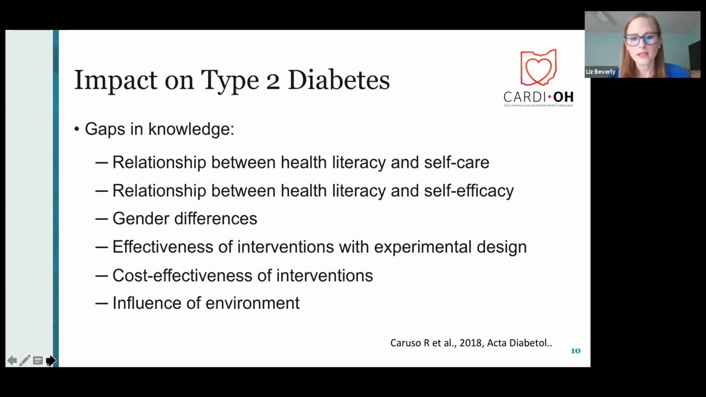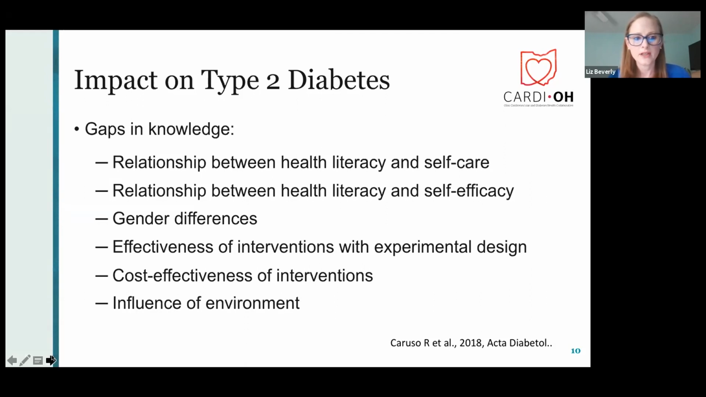And also, in talking about what we can do in terms of interventions to improve health literacy, we don't have the interventions to determine the effectiveness in terms of experimental design, meaning we don't have the randomized control trial evidence to see what works for health literacy. We don't have the cost effectiveness of interventions, and we also don't understand the environment.